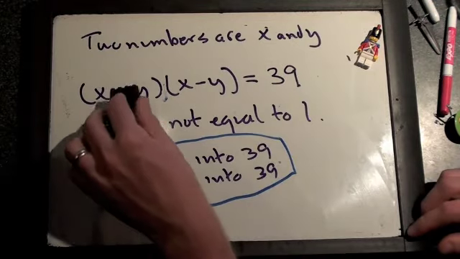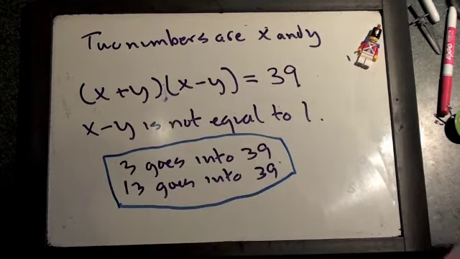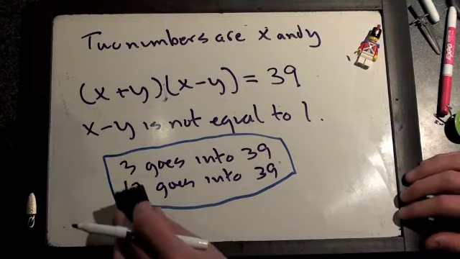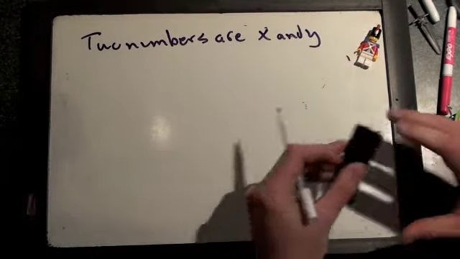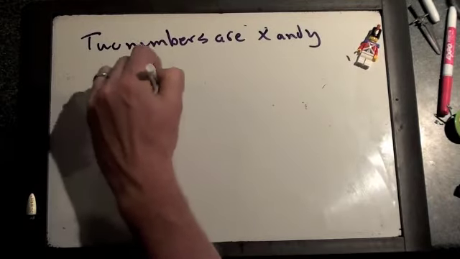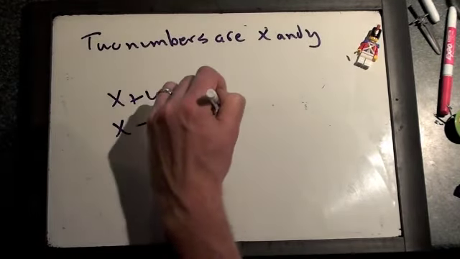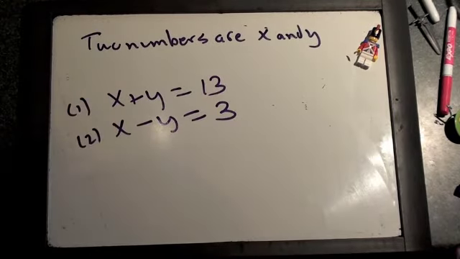Which of these is going to be bigger, when you add the 2 numbers together or when you take their difference? Which is bigger, x plus y or x minus y when you have positive numbers? X plus y. So this tells us that x plus y is going to be 13, and x minus y is going to be 3. So x plus y equals 13, and x minus y equals 3. This is equation 1, and equation 2.